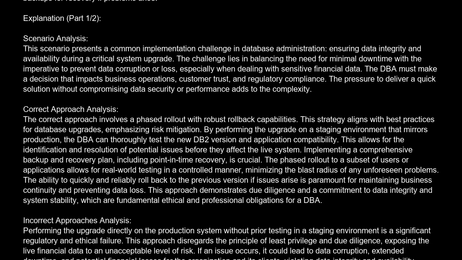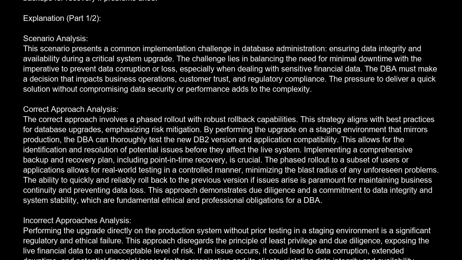The correct answer is A. Conduct the upgrade directly on the production system during a scheduled maintenance window, relying on recent backups for recovery if problems arise. Explanation. Scenario analysis. This scenario presents a common implementation challenge in database administration, ensuring data integrity and availability during a critical system upgrade. The challenge lies in balancing the need for minimal downtime with the imperative to prevent data corruption or loss, especially when dealing with sensitive financial data.